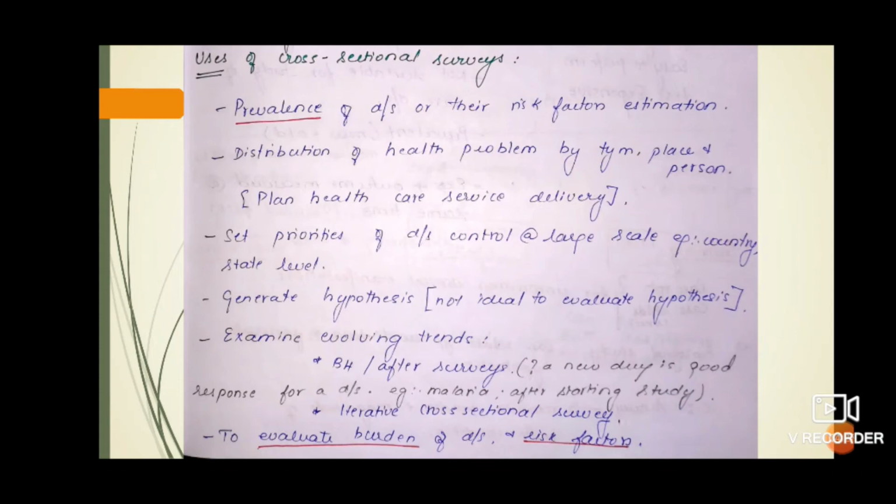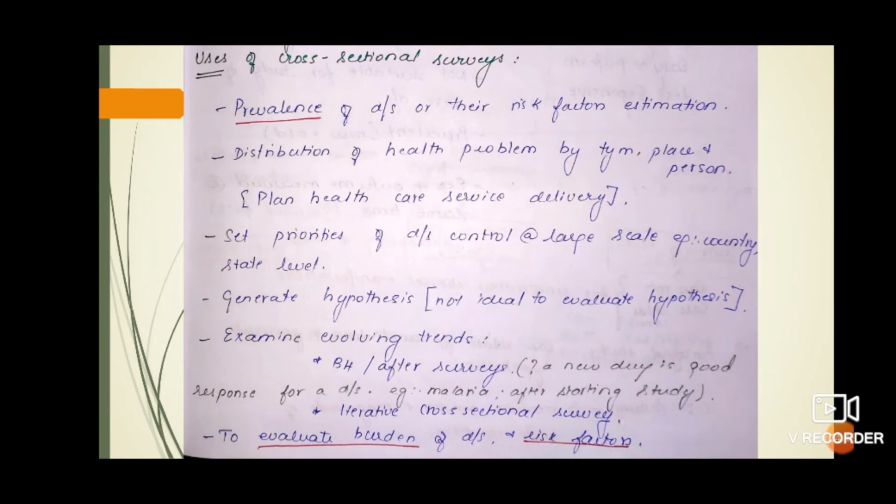delivery, and it also sets priority of disease control at large scale, for example at a country level or a state level, and it helps to generate a hypothesis. However, it is not ideal to evaluate a hypothesis. As we saw earlier, for evaluation or testing of a hypothesis, analytical study designs are required, and it also helps to examine the evolving trends of diseases.